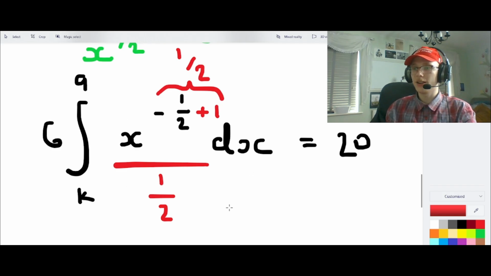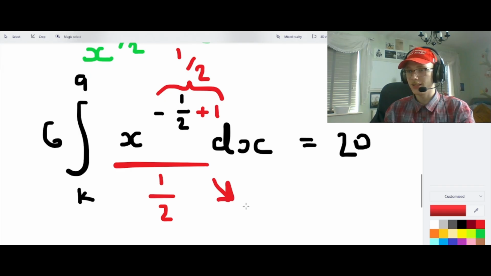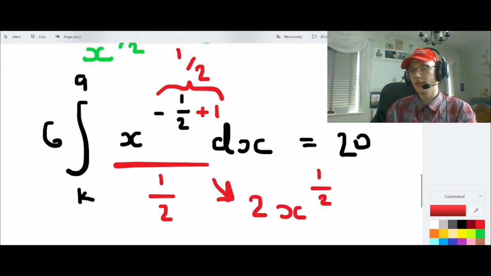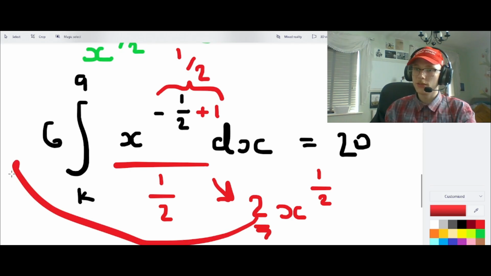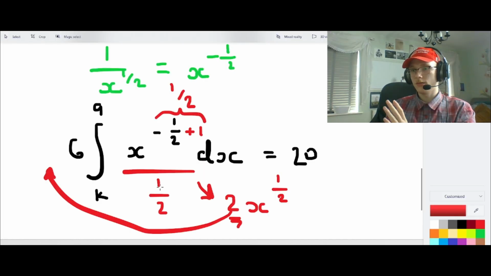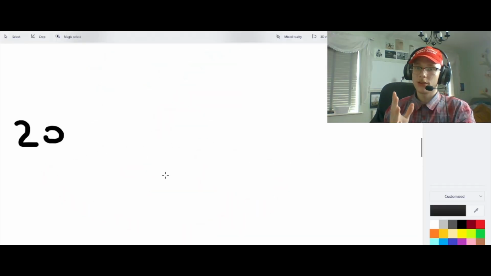But let's just play around with this. This is just the same as saying 2x to the power of a half. Now what's interesting is that we can take this 2 out again and multiply it through to this. So we can rewrite this integral again. We took that 2 out, so that way it's not a problem.